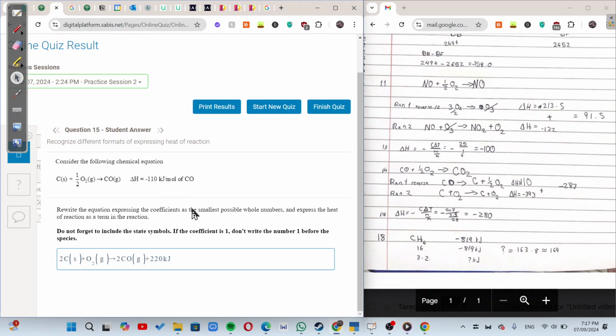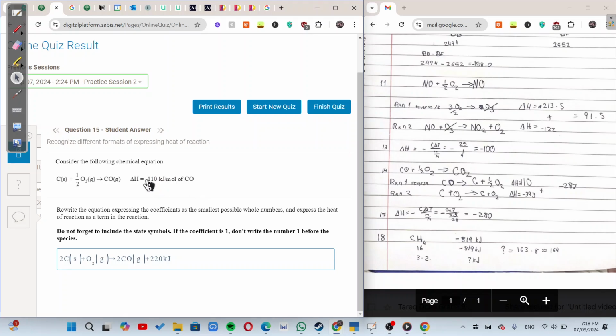Okay, so for this equation, just rewrite the equation, but they want you to rewrite it putting this inside your equation and with whole numbers. To get whole numbers means not a fraction. You can't have a fraction. So to cancel the fraction, you need to multiply everything by 2.